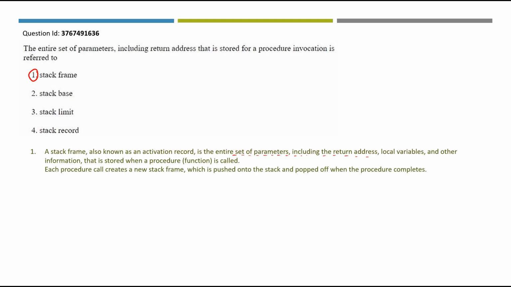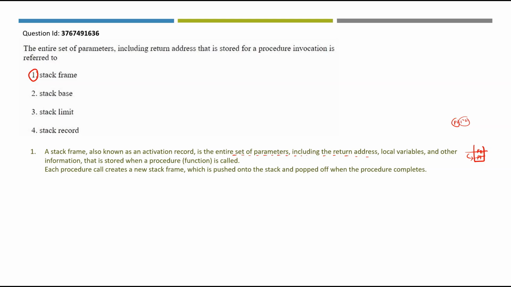Each procedure call creates a new stack frame, or we can say a new activation record, which is pushed onto the stack and popped off when the procedure completes. So if you take a stack like this, say for example there are 2 procedures P1 and P2 getting executed. The first call is P1, so we will have P1 in the stack and P1 will call P2, then we will have P2 here. Once P2 gets completed, it is popped off and the control moves to P1. Once P1 is also done, it will be removed from the stack. So this is actually used to maintain the order of procedure calls also.